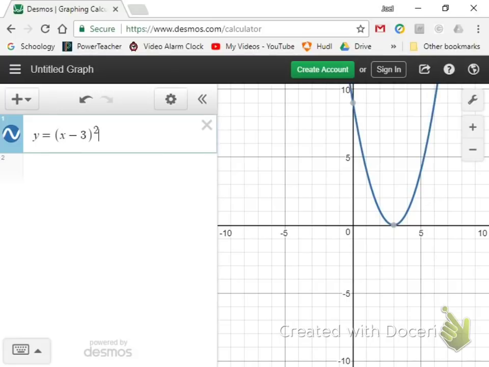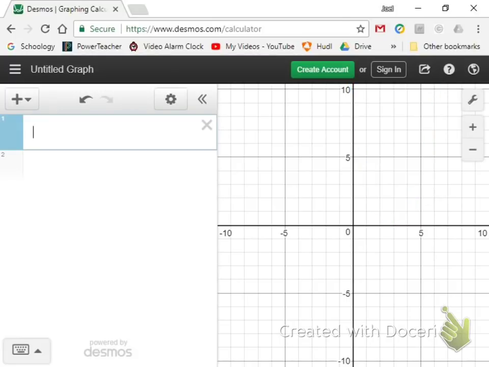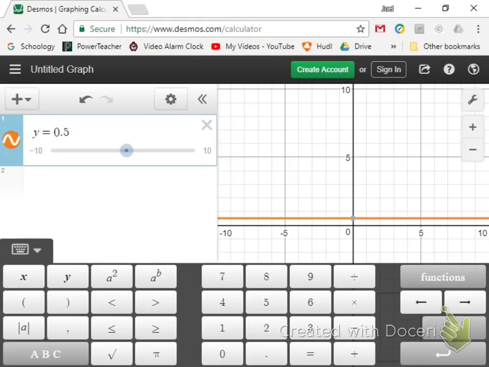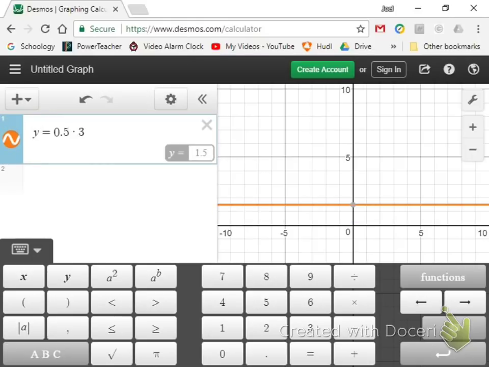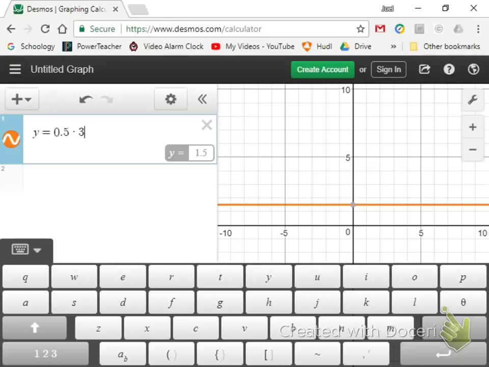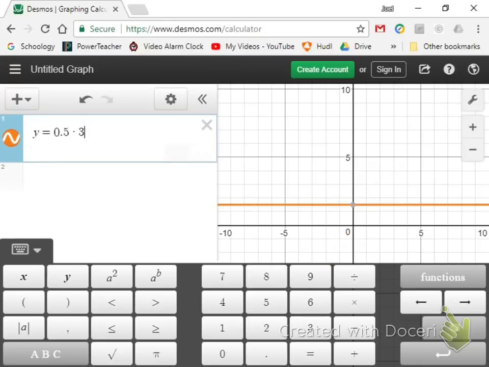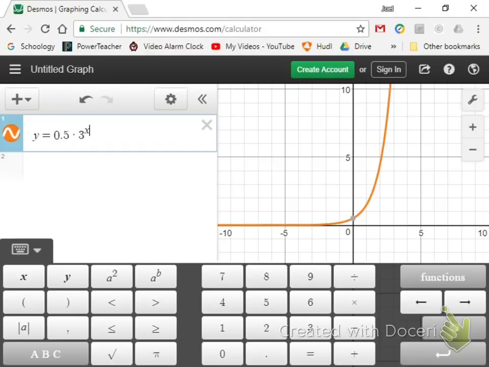With question number 4, again, same thing. I can go through my Desmos calculator. I can go y is equal to 0.5 times 3, let's see, how do you do an exponent on this though? That's the only trick. Oh, here we go. 3 to the x power. So I hit that a to the b power, and that gives me this. This gives me my graph.